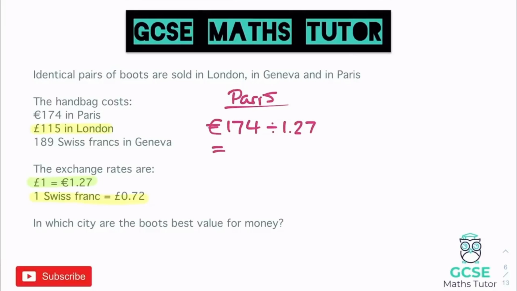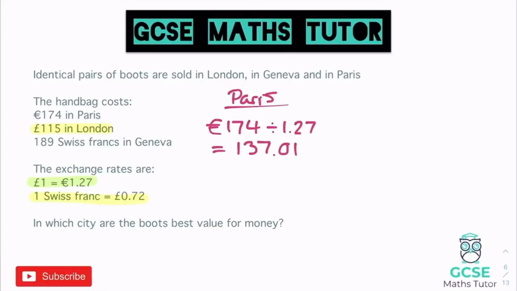So divide it by 1.27, and I get, and it's a nasty decimal, and don't be put off by that, I get 137 point, and then it's 007. So to the nearest penny, that would be 01. Okay, so it's a 7 after that in that third decimal position.